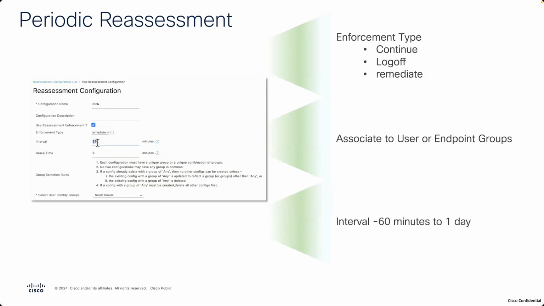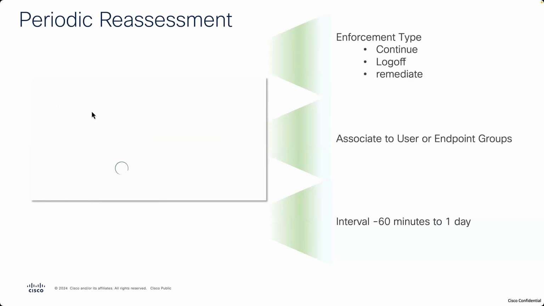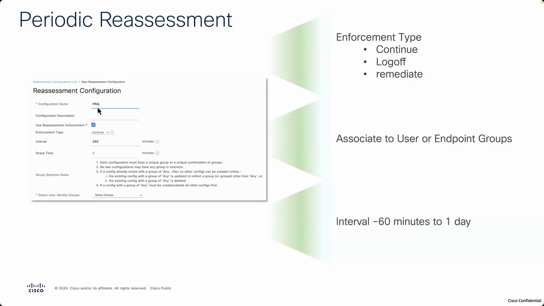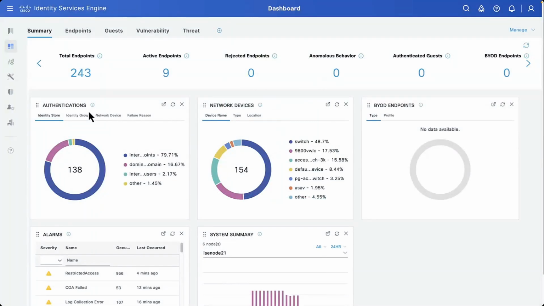You can also associate this PRA configuration to user groups or endpoint groups. And the PRA's interval could be from a minimum of 60 minutes to a maximum of 1 day. That means you can reassess the posture of an endpoint as frequently as every 60 minutes or as infrequently as once a day. So how does it work? Let's see it in action.